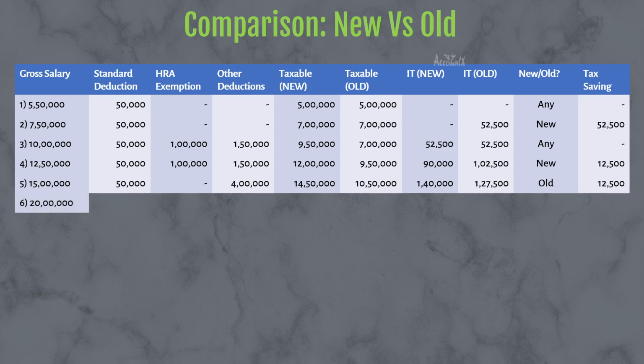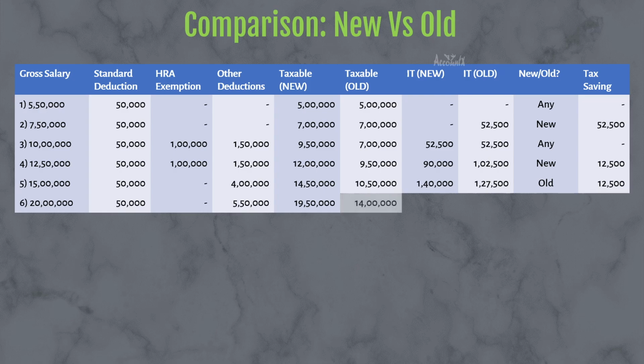Next, 20 lakh. Standard deduction is going to remain the same, no HRA exemption. Let's say your other deductions have gone up to 5.5 lakh. That is, let's say you are availing deduction of interest on loan on purchase of electric vehicle. So taxable income in new tax regime is 19.5 lakh and that in the old tax regime is 14 lakh. Income tax liability in new tax regime is 2,85,000 and that in old tax regime would be 2,32,500. So here if you choose old tax regime, your tax saving would be 52,500.